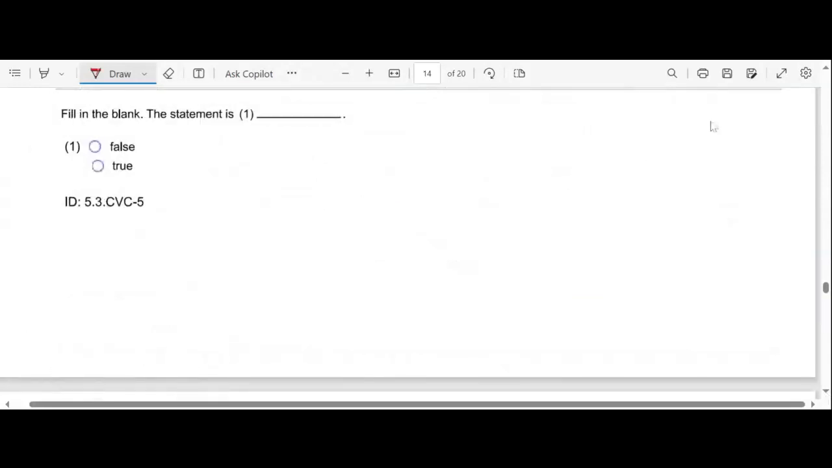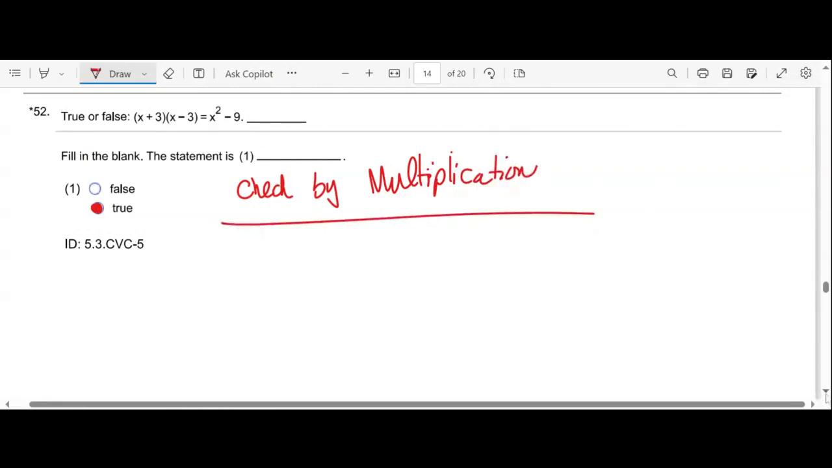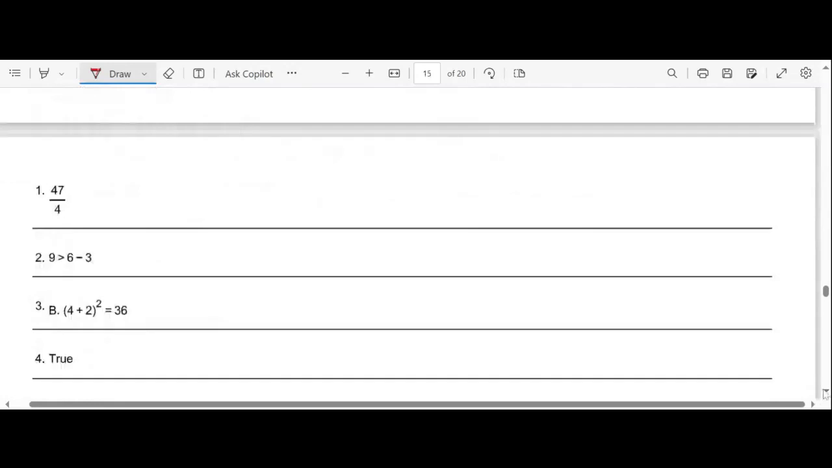Fill in the blank. The statement is true or false here? True. And you can check by multiplication. So that's the end of the review. Good luck.